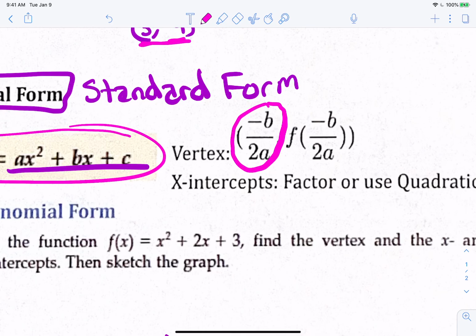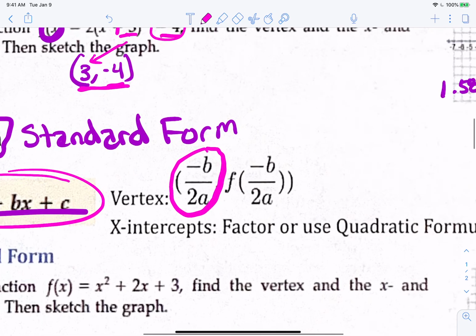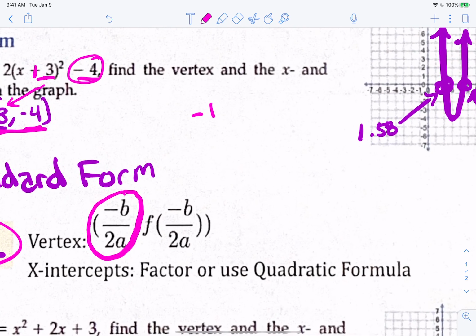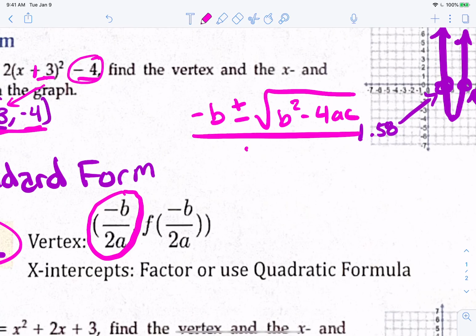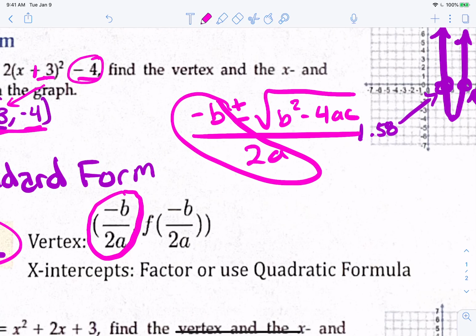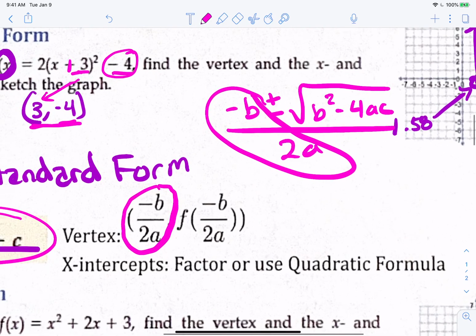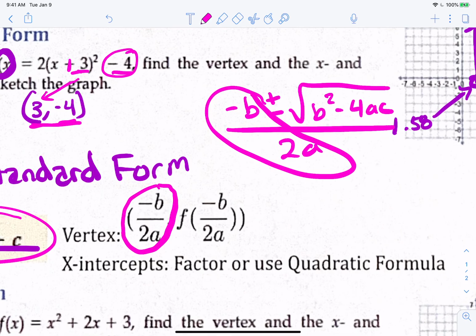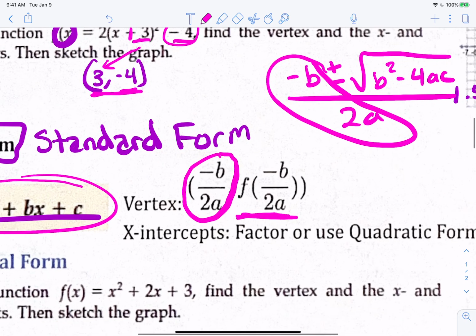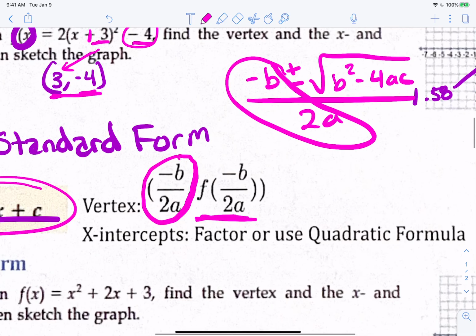Where have you seen that before? The quadratic formula goes negative b, you don't have to write this down, plus minus square root b squared minus 4ac all over 2a. Negative b over 2a is a part of the quadratic formula, right? That's not a coincidence. So when I'm finding the vertex, I do negative b over 2a, and then we'll talk about what this guy means, f of negative b over 2a, okay? I think we did this in algebra 2. Maybe. It's been a while.